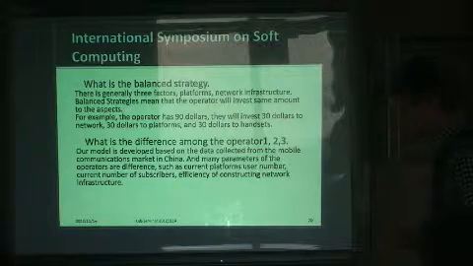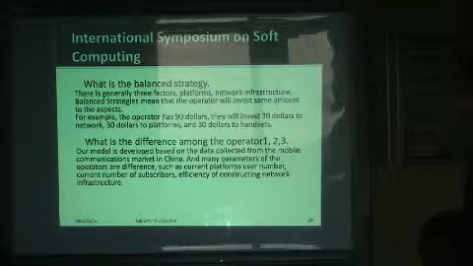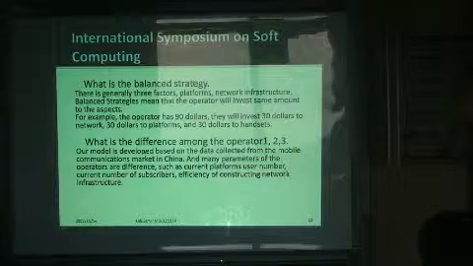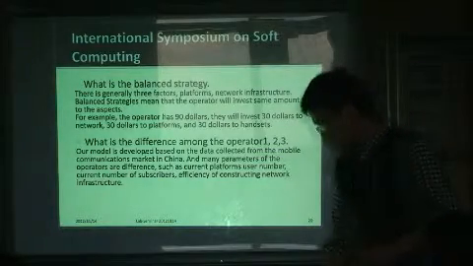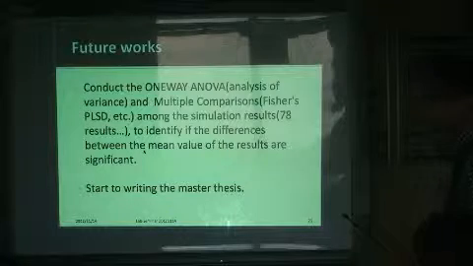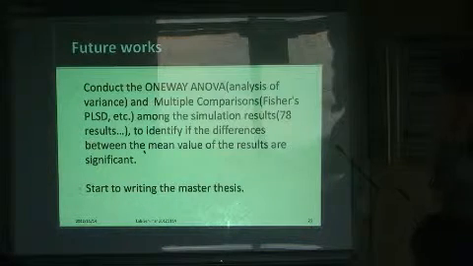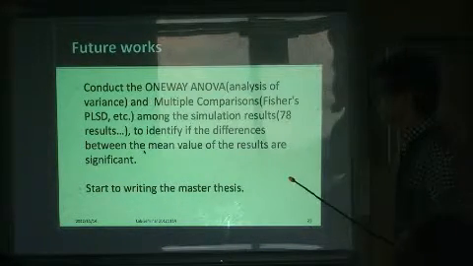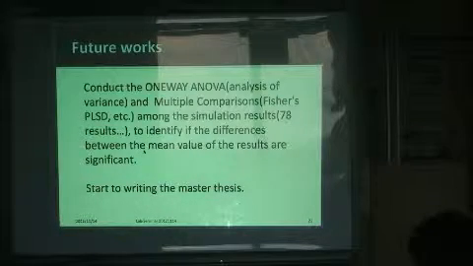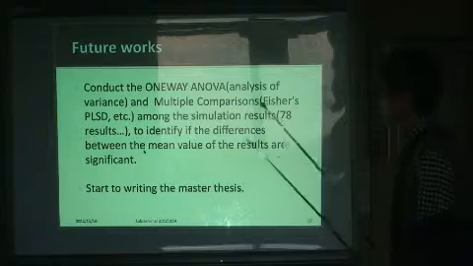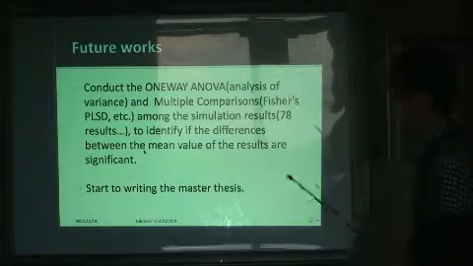So here are the questions we got at the International Symposium on Software Computing. And next, I'd like to talk about the future work. The first one is that we'd like to conduct one-way ANOVA analysis and multiple comparisons among the simulation results.